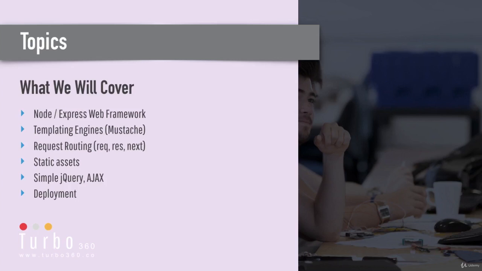what's called Pug, which used to be called Jade, or Hogan. These are all pretty popular. Handlebars, these are all pretty popular templating engines, and they all kind of work the same way, and we will be using Mustache, which is also pretty popular.